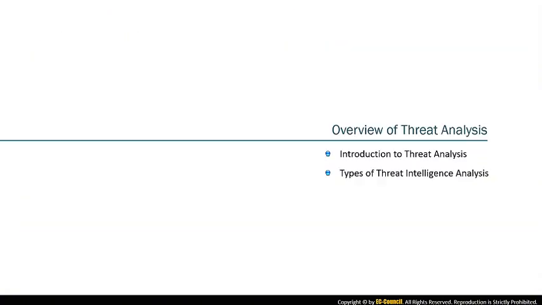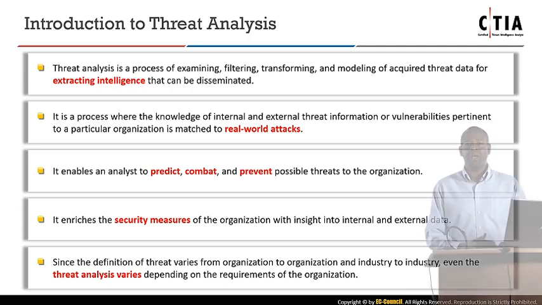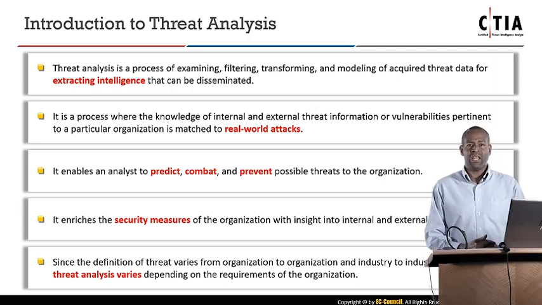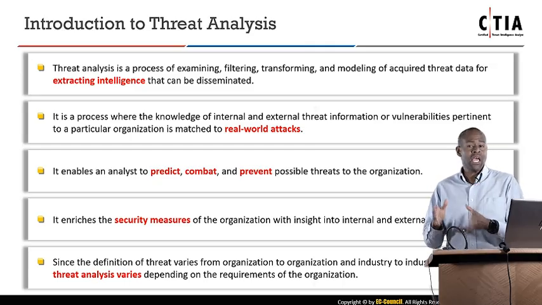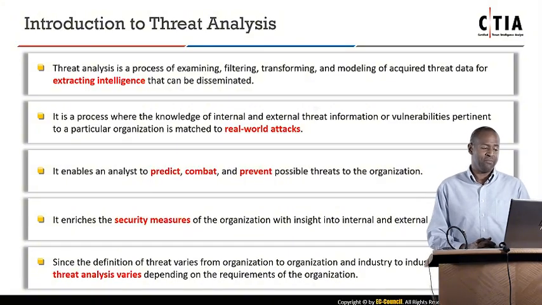All right, after looking at these data modeling methodologies, now it's time to have a look at an overview for threat analysis. And let's just get an introduction, and then we'll look at the types of threat analysis. In terms of threat analysis, what we're going to do is we're going to examine, filter, transform. We're going to model all the threat data that we've acquired, and then from there we're going to extract intelligence. So we're moving beyond data into intelligence. Data that can turn into intelligence can then be transformed into something that can be disseminated and acted upon.